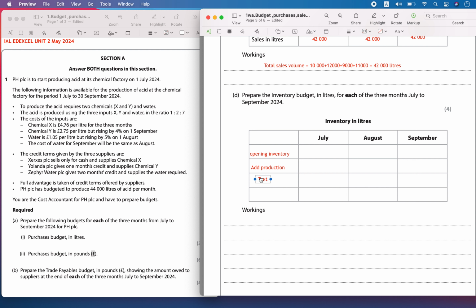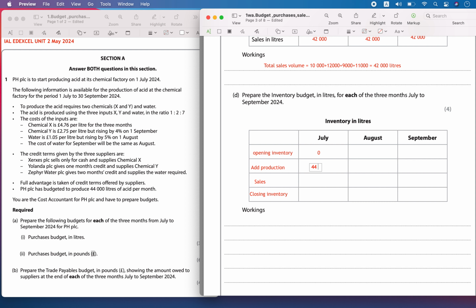Then there are sales, which have been promised by some customers. That is the sales amount, and it is also fixed. Then we have to calculate the amount of inventory that's left behind at the end of the month. The opening inventory is 0. There was none. They are going to produce some 44,000 liters.